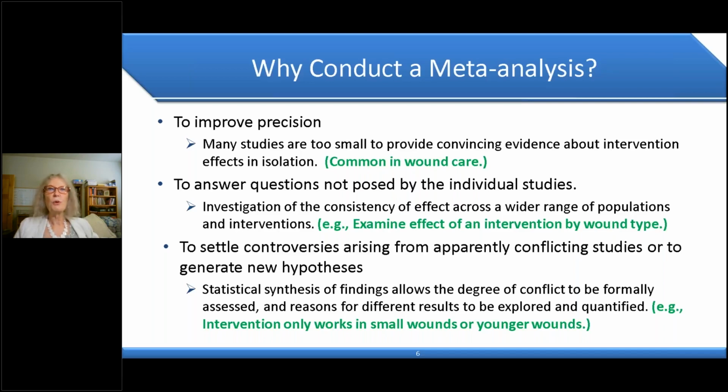Second, you might want to investigate questions that are not actually covered in individual studies. One of the most common things that you might think about is different wound types. So you're looking at an intervention and you want to figure out, does this intervention work equally for all wound types or just one or two? And lastly, it's a method of trying to settle controversy where you have apparently conflicting results, or you want to study a new hypothesis that came up. So for example, one might think about, do interventions in wound care work with smaller or younger wounds, ischemic or non-ischemic wounds, and so forth?